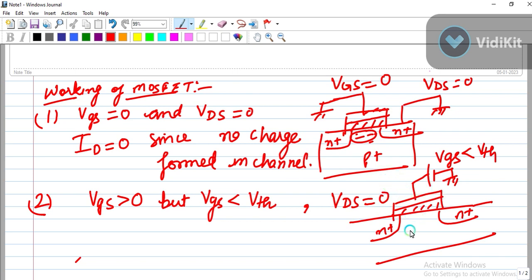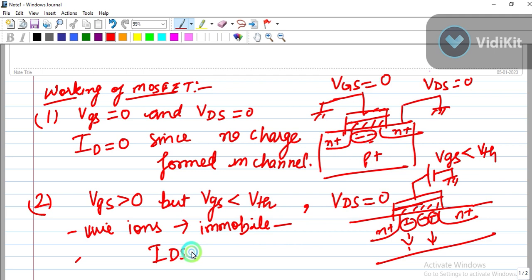So what will happen? The holes will be repelled from here. Okay, and negative ions will form near the surface of the dielectric, and these negative ions are immobile, right? So there will be no current. So in this case also, ID equals 0.